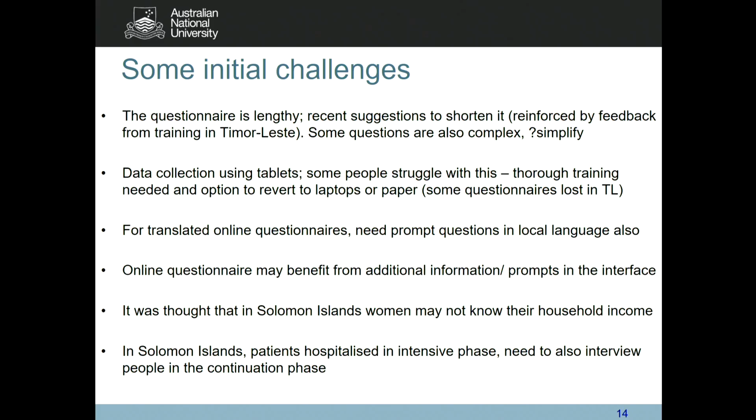The other challenge in Solomon Islands is that patients are still hospitalised for the whole intensive phase. And I guess the staff in Solomon Islands thought they could just go and interview all those patients after 2 weeks, but the survey does require that some people are interviewed in the continuation phase. So we've had some discussions with them about how to practically do that and how having patients hospitalised for the whole first 8 weeks of treatment might impact on patient costs.